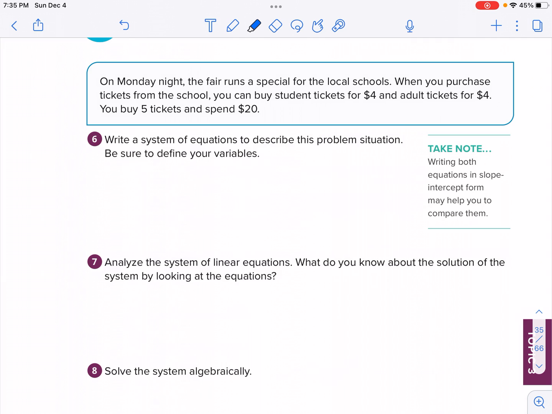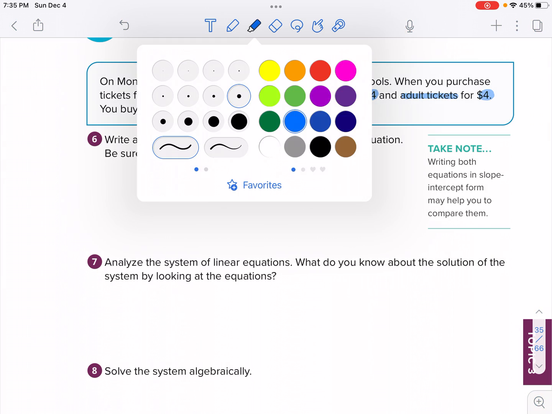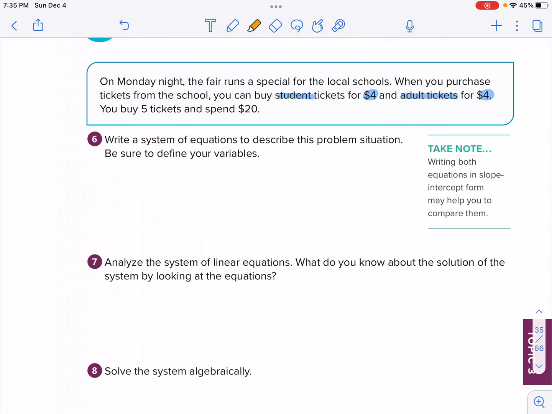Okay, it says on Monday night, the fair runs a special for the local schools. When you purchase tickets from the school, you can buy student tickets for $4 and adult tickets for also $4. I guess they're the same. And then here you buy 5 tickets and you also spend $20. Okay. So what we have here are kind of two things. We have number of tickets and we also have amount of money, right?